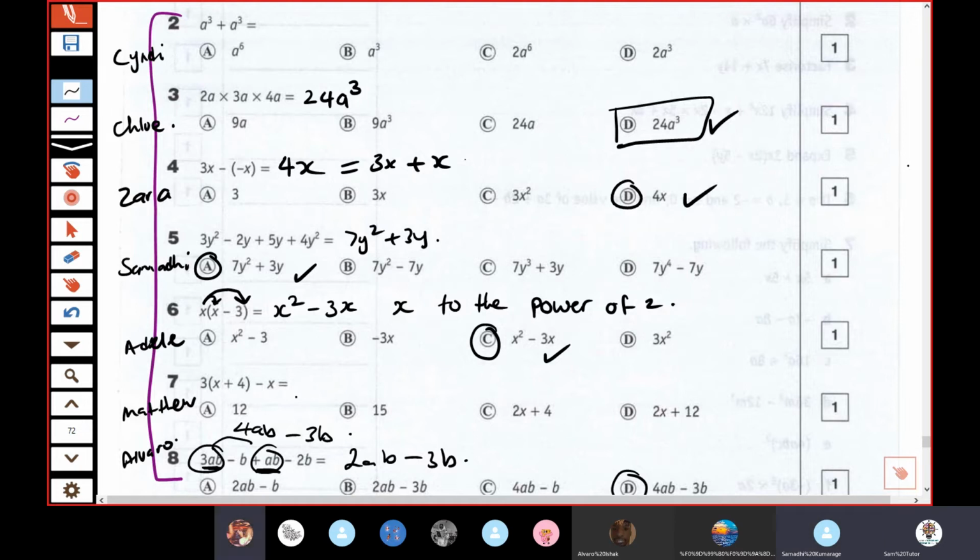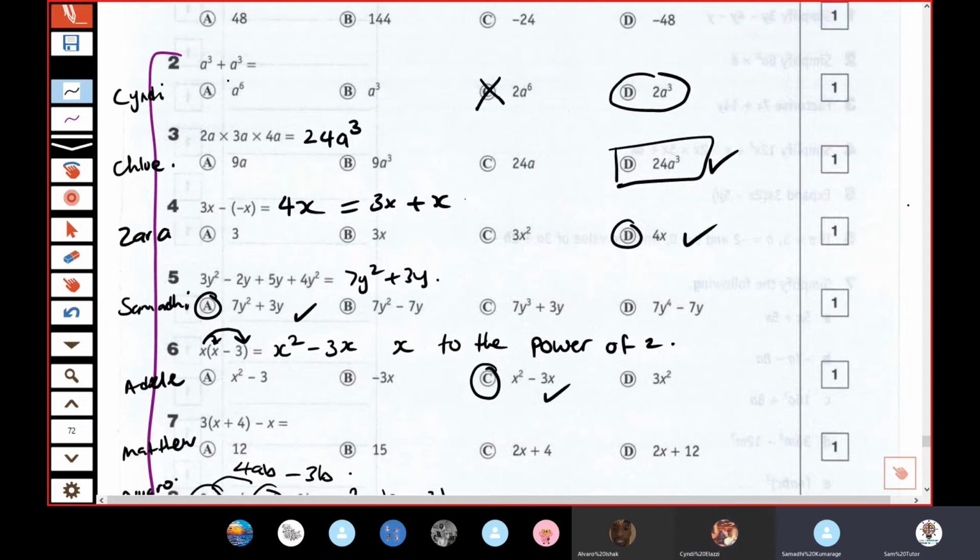Yep. I got C. A to the power of 3 plus a to the power of 3. It's not C. Is it D? Tell me again, when do we add the 3 and the 3? When that's a times. So a cubed times a cubed gets you a to the power of 6. If it was 2a cubed times a cubed, that gives you 2a to the 6.